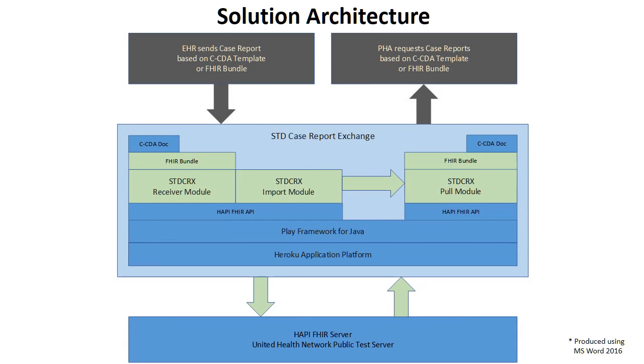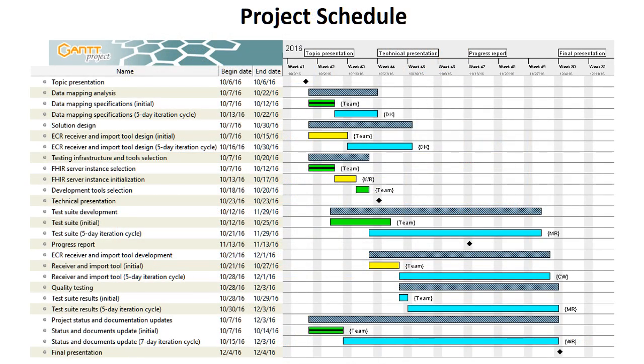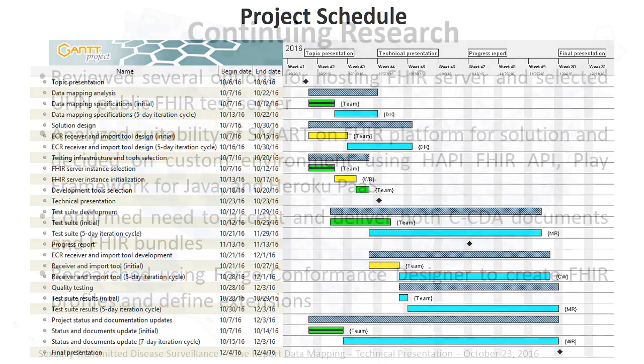Here is a flowchart illustrating our solution architecture. As explained in previous slides, a receiver module, import module, and a pull module would be implemented using the FHIR API, tested on the FHIR server, and displayed on Heroku. Here we see a Gantt chart that breaks down our project into parts to be complete within set time frames. Tasks are assigned to the team as a whole or to individual team members.